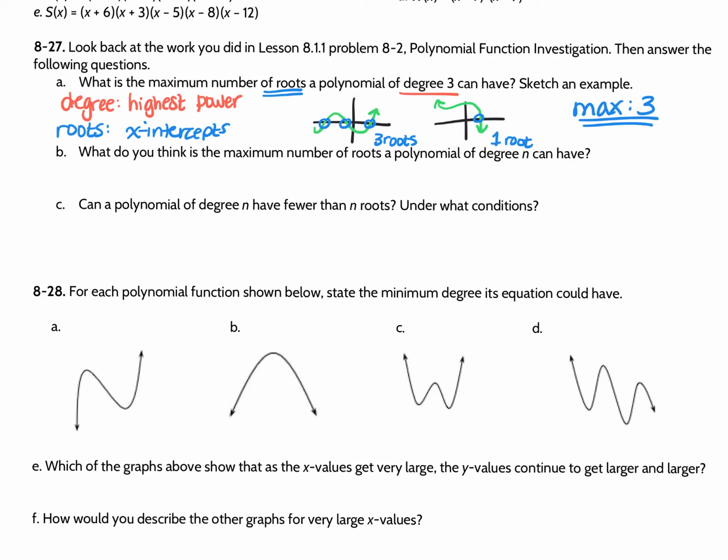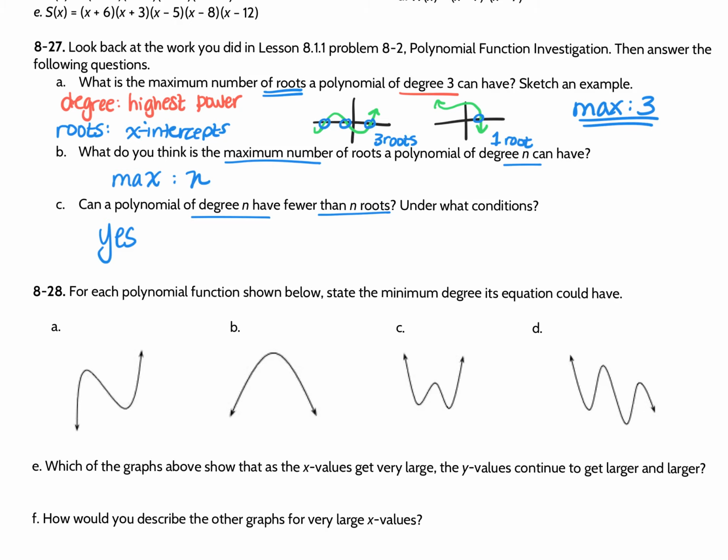So then carrying that through, what do you think the maximum number of roots of degree n could be? Well, hopefully that would also turn out to be n. And then clearly, can a polynomial of degree n have fewer than n roots? Well, if we look back up at the problem we just did, we can see that we have a degree of 3, and we can have one that has 1 root. So yes, absolutely.